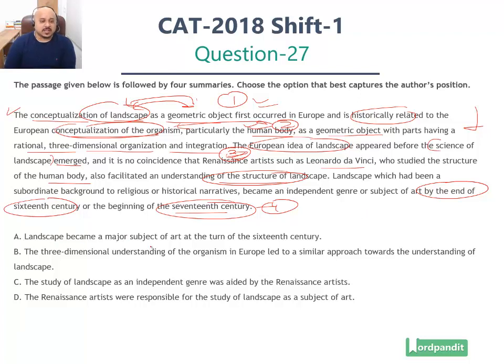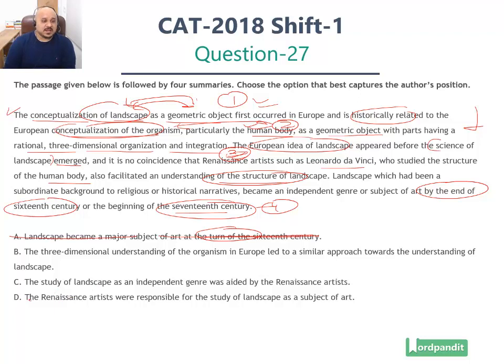Now let us look at the answer options. Landscape became a major subject of art at the turn of the 16th century. At the turn of the 16th century is going to refer to the start of the 16th century. When the 16th century started does not fit. This is factually incorrect, right?